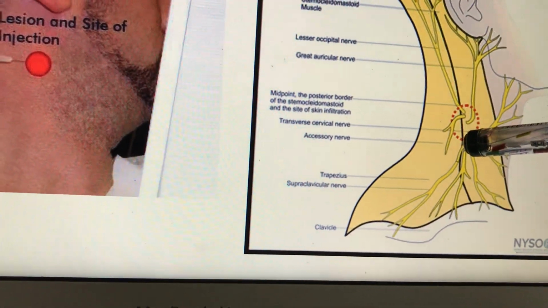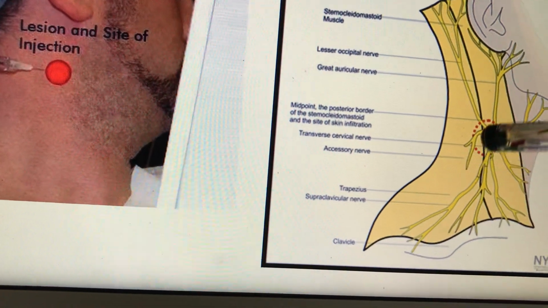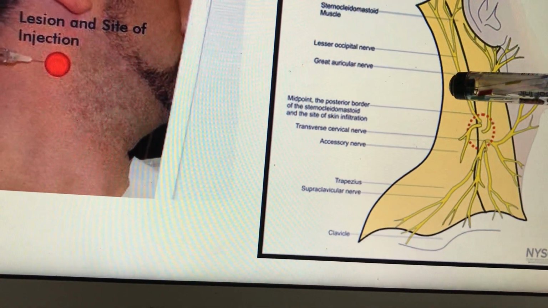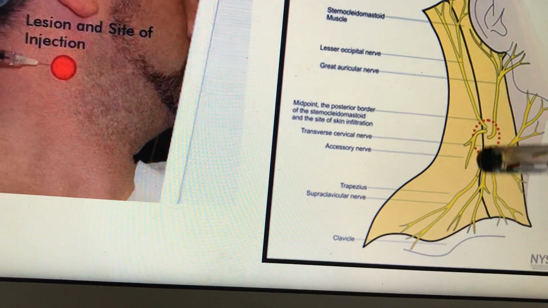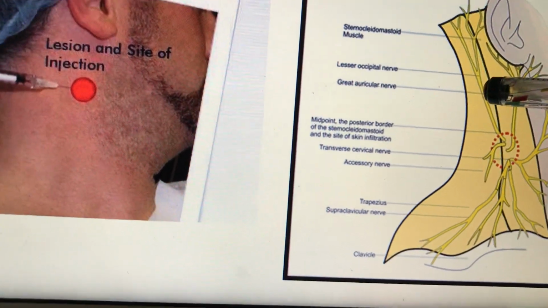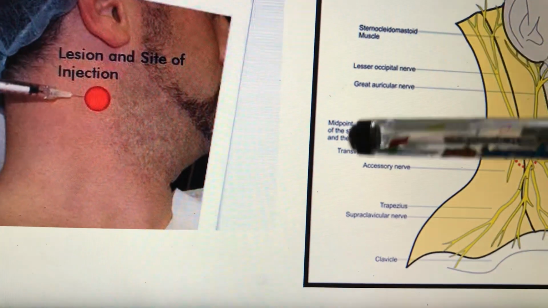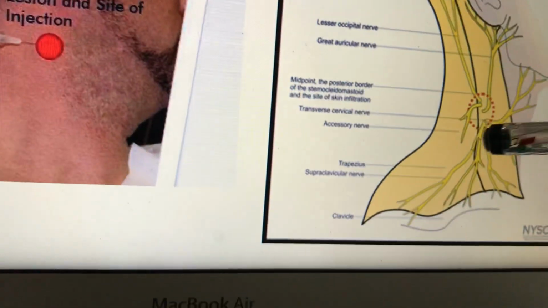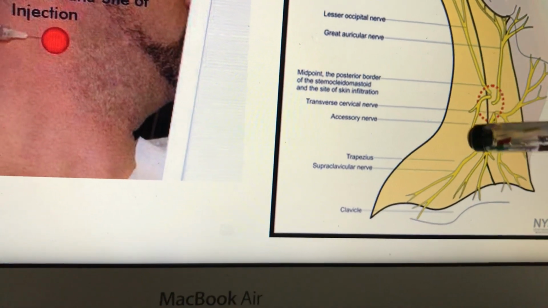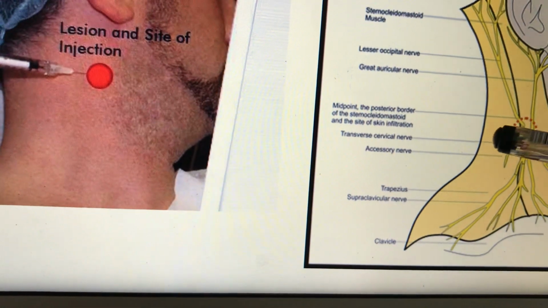So when you want to anesthetize this area, you need to give a cervical plexus block. So you need to select this area, the upper and middle third of the posterior border of the sternocleidomastoid, and this is how you have to give the injection for biopsy, cervical biopsy. So when you do the cervical biopsy, you have to be careful. You may injure any of these nerves. So this is called the cervical plexus.